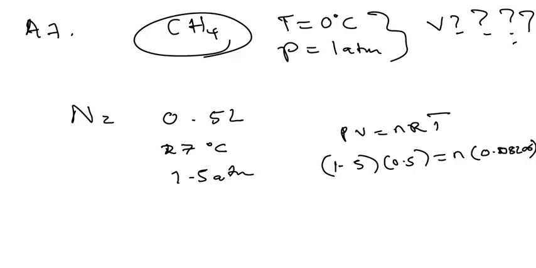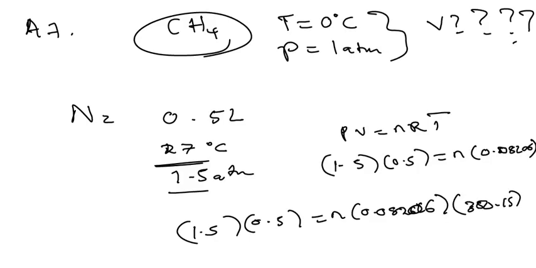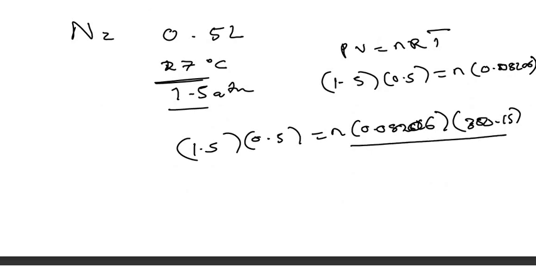0.08206. Then multiplying the temperature, which has to be in kelvins. So this is 27, and we are having 273.15 plus 27. That's going to give us 300. So I'm having 1.5 times 0.5 liters, number of moles, times 0.08206, then multiplying 300.15. Then we are dividing here.